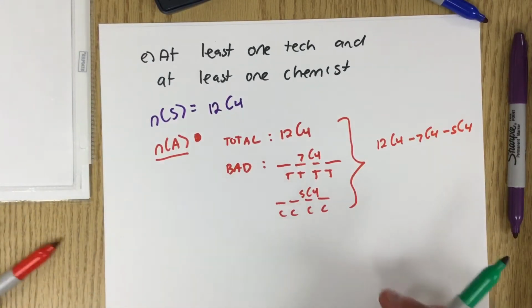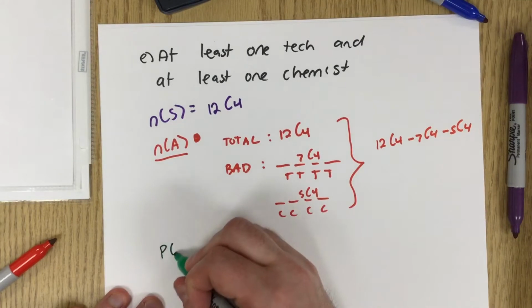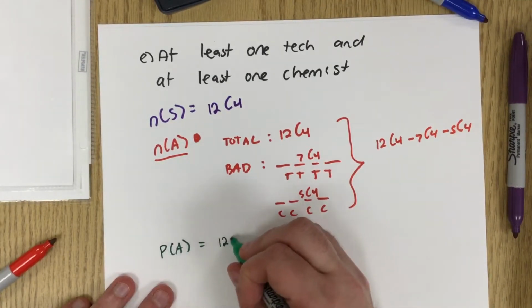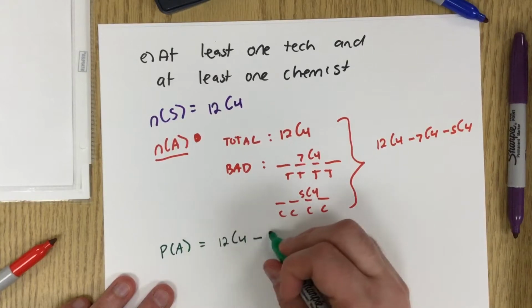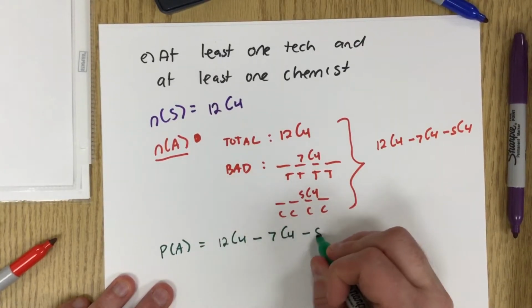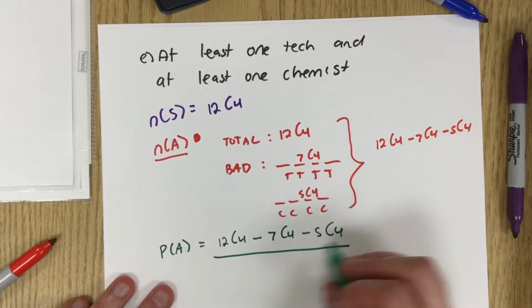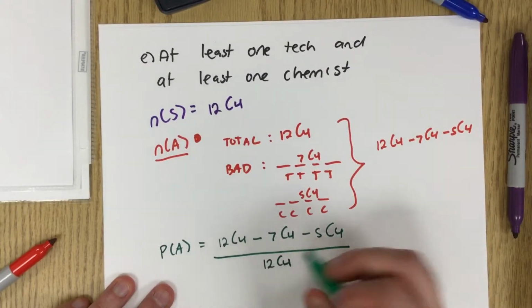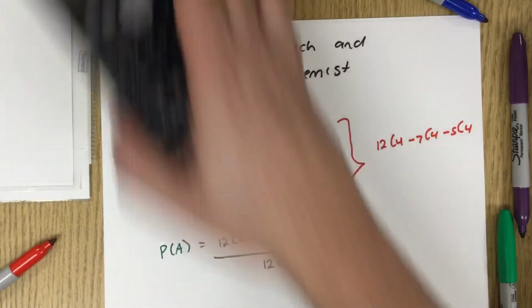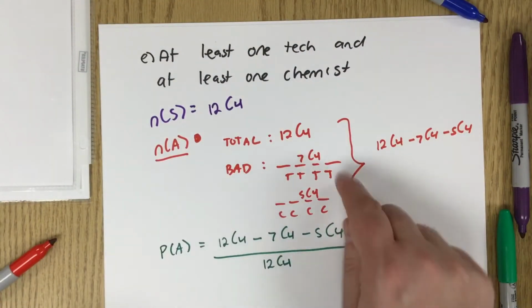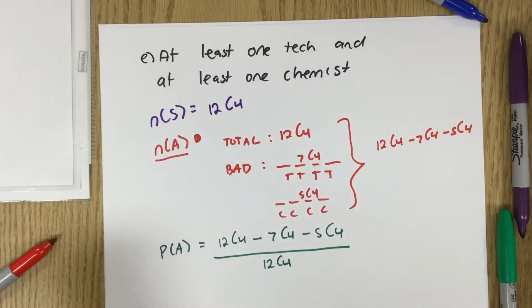Which means that the probability of getting what we want is 12 choose 4 minus 7 choose 4 minus 5 choose 4, all over 12 choose 4. We could have actually also subtracted, because if you look at A and B, the probabilities of those were that. So we could have also done it like that by subtracting. But I didn't do it like that.